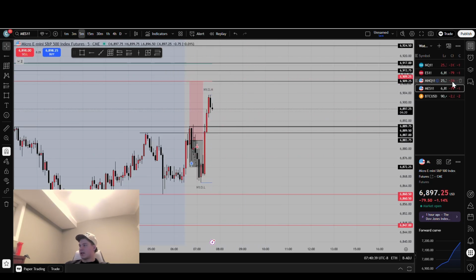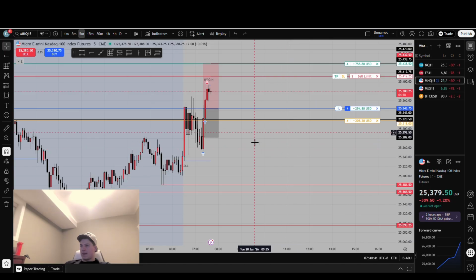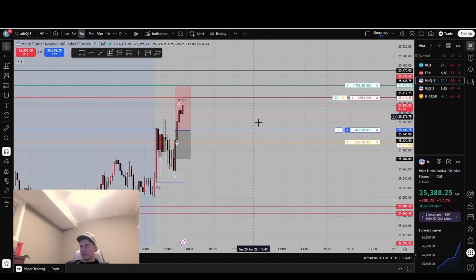ES may want to fill this gap, and Q doesn't have the gap. So, ooh.